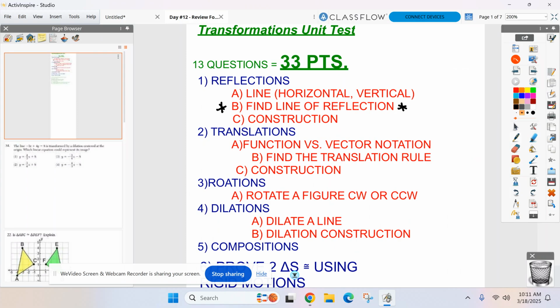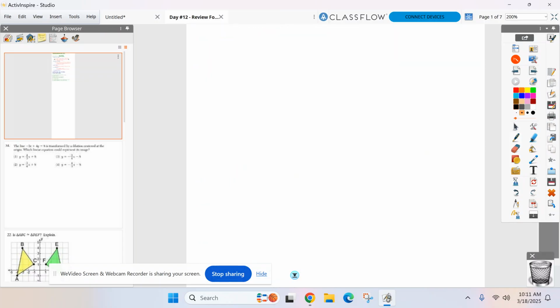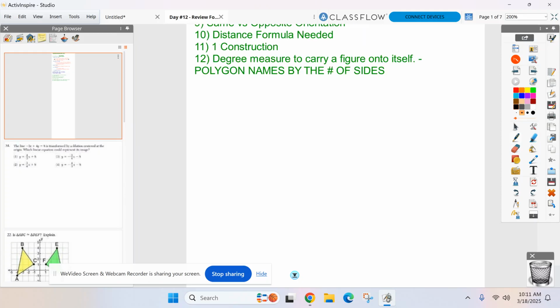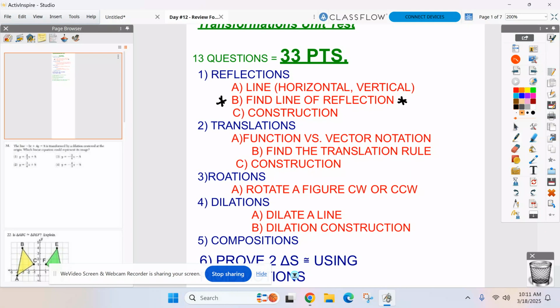Okay. Remember we did constructions with reflections. I'll talk about how many constructions will be on the test in a minute. Translations, function versus vector notation. Some of you guys got that incorrect on your quiz. Highly recommend you look back at that. We did constructions using translation and a vector. Rotations, make sure clockwise. Are we still having issues? Counterclockwise versus clockwise.